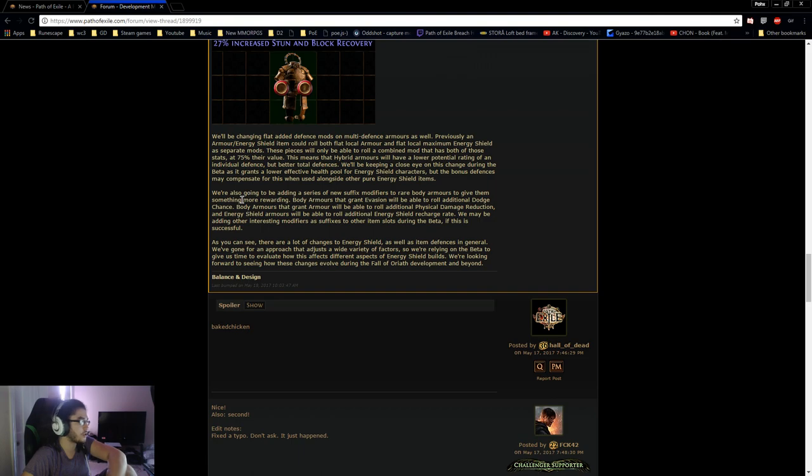So my biggest concern though is, I think this is really cool, right? Right here. Body armors that grant evasion will be able to roll additional dodge chance. Body armors that grant armor will be able to roll additional physical damage reduction. So basically, if you're rolling hybrid pieces, like hybrid ES or hybrid evasion ES or hybrid armor ES, you can get percent physical damage reduction on, for example, maybe a 450, 500 ES chest piece with maybe 800 armor, which I think is really cool. Vice versa, you can also get dodge chance if you were to flip it over with another hybrid, like the evasion hybrid.